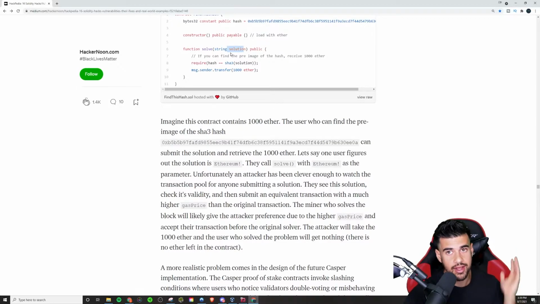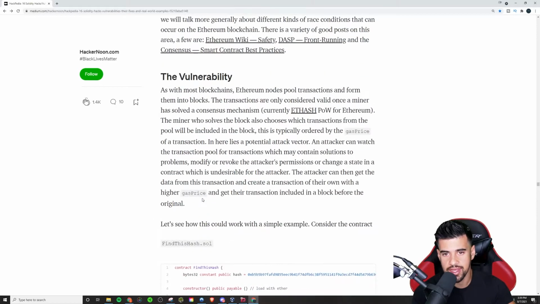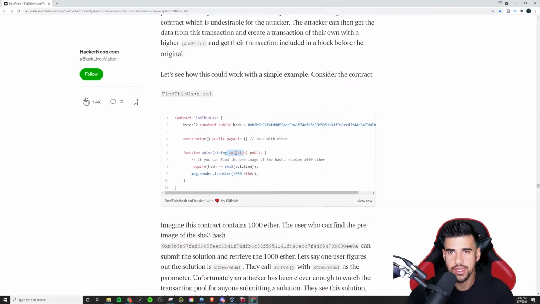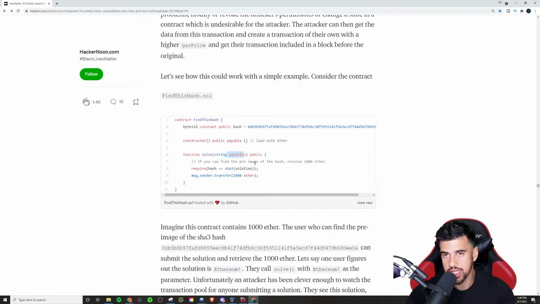You're putting in a ton, so you're going to get prioritized, because remember, as they say here, the gas price determines what gets priority as far as processing transactions on the blockchain. So you could actually front run him, right? And you'll get the 1,000 Ether payout in this case.